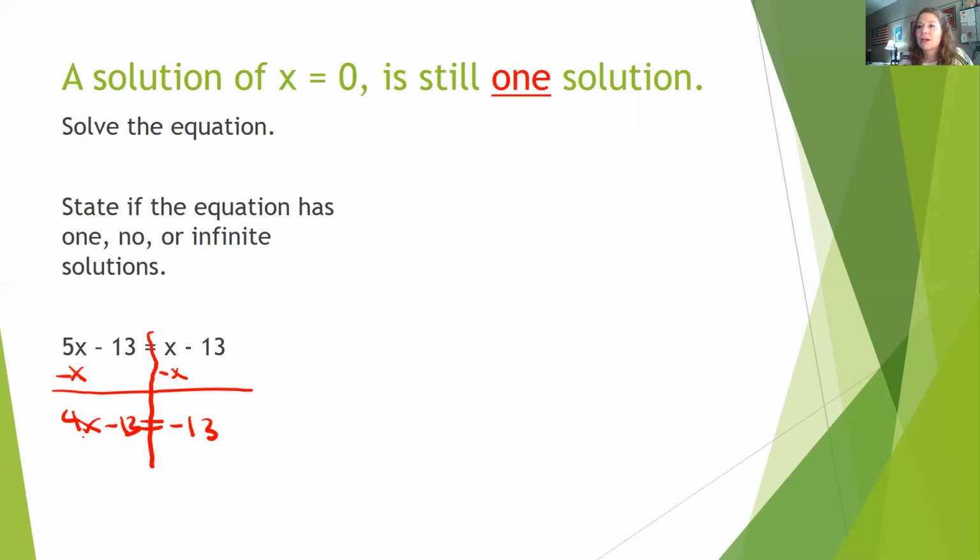So now I want x by itself. So how do I get rid of minus 13? Well, the opposite of minus 13 is plus 13. So then I have 4x is equal to 0. I'm not done yet though, because something is still attached to my x. Right now, x is being multiplied by 4. So I'm actually going to divide by 4. Divide both sides by 4.